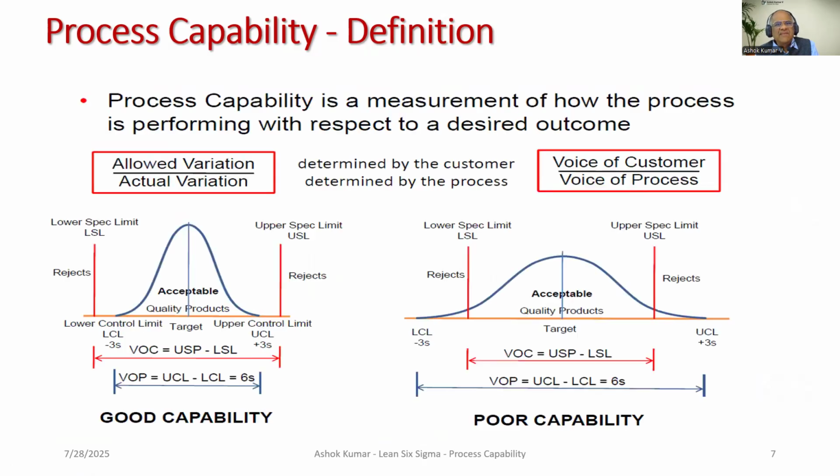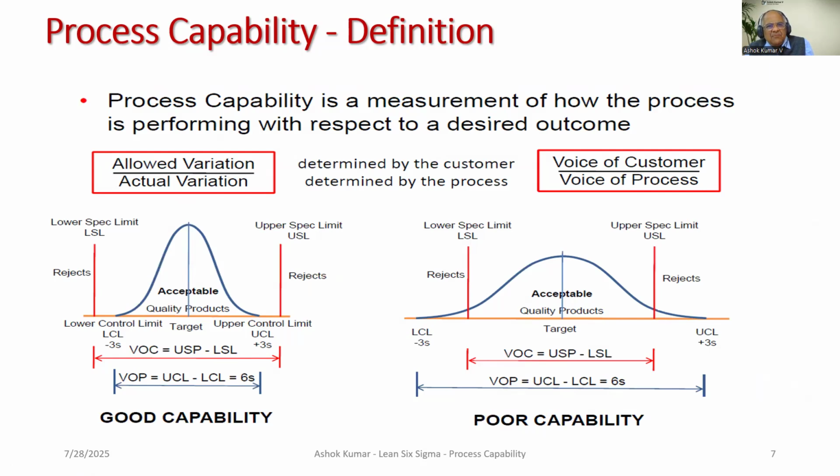So that brings us to the definition of process capability in statistical language. It is a measurement of how the process is performing with respect to a desired outcome. So go back to the voice of the customer and the voice of the process. The voice of the customer is determined by the customer. So he says how much variation is allowed, and you, as a supplier, are measuring the voice of the process, which is determined by the inherent capability of the process. So that brings us to a formula: allowed variation divided by actual variation, which is nothing but a mirror of VOC and VOP. So put this in statistical terms with a normal curve.